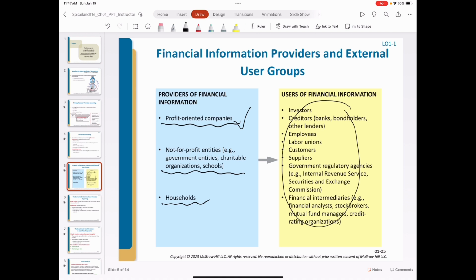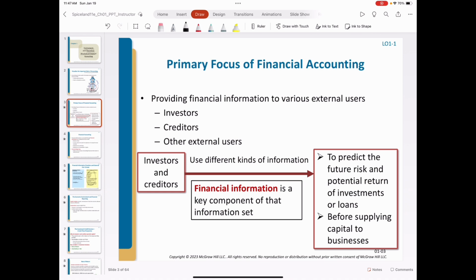The primary users of financial statements are investors, creditors, and other external users. Investors here refers to equity investors, who provide capital to profit-oriented companies in exchange for ownership, the shares or stock. Creditors, like banks, provide loans to the company. The company can also issue corporate notes or corporate bonds to borrow money, and those who invest in corporate bonds or notes become creditors of the company.